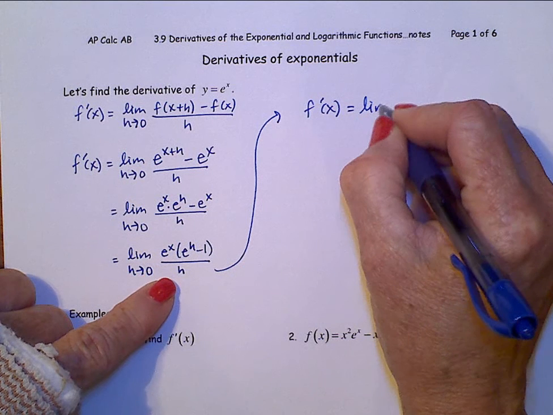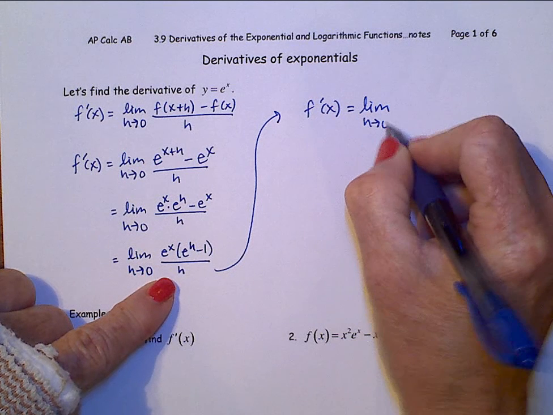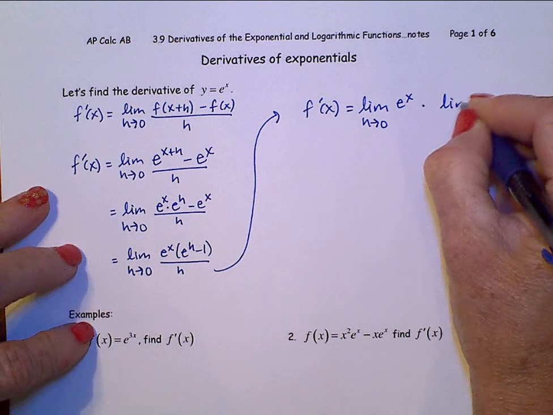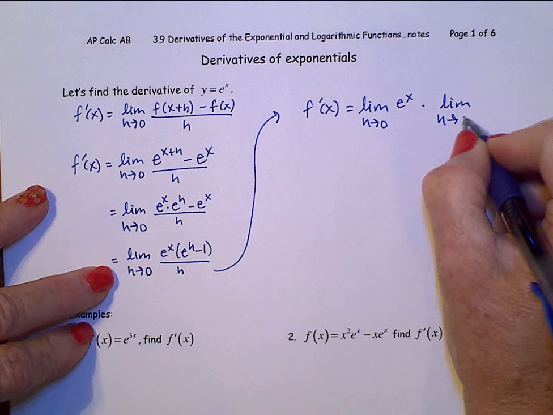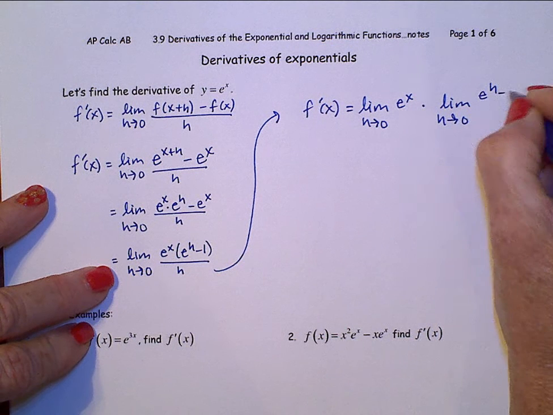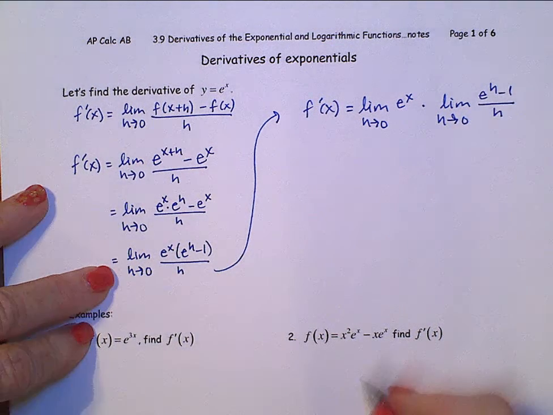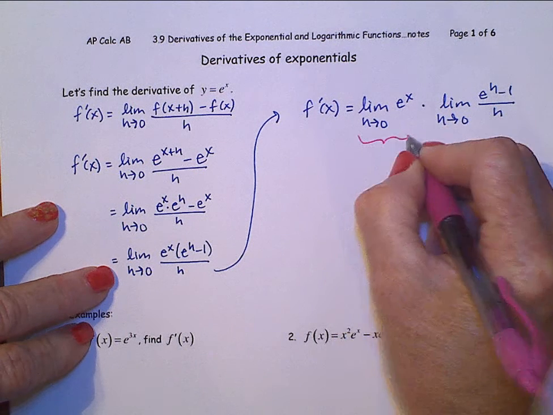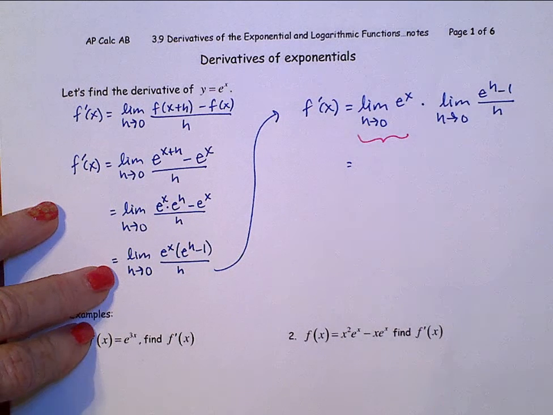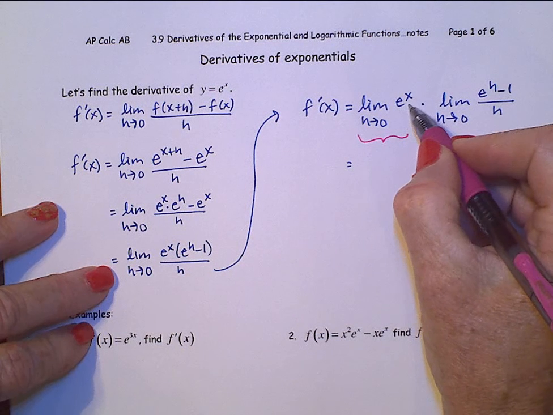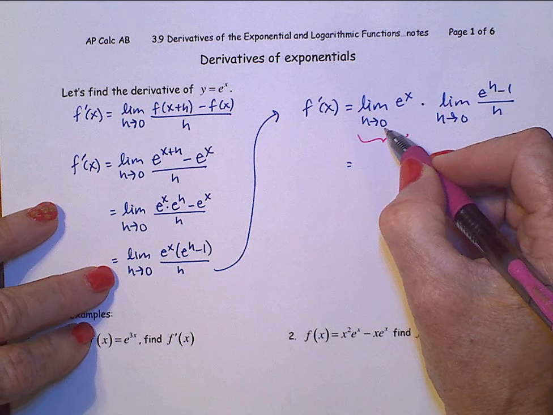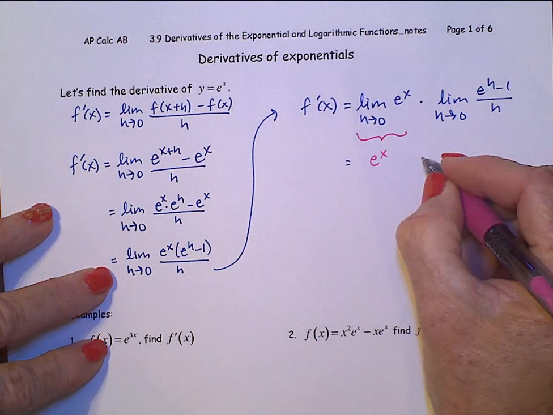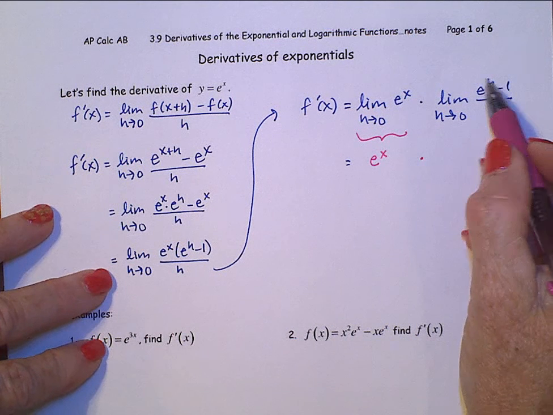So we'll have the limit as h approaches 0 of e to the x times the limit as h approaches 0 of e to the h minus 1 all over h. This first limit right here, there are no h's in here, so this e to the x is not dependent on h getting closer to 0. This limit then is just e to the x times this limit over here.